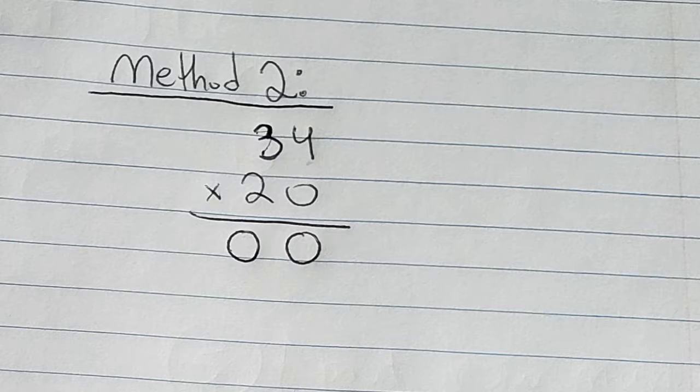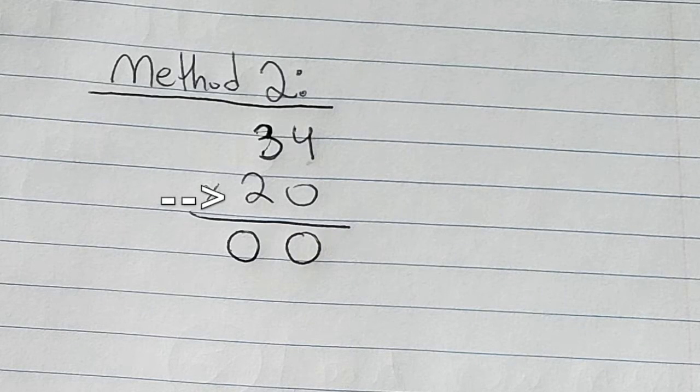First, we're going to just work with our 0. So 0 times 4 is 0. 0 times 3 is also 0. So just put zeros down there. We don't have anything to work with yet. Now we're going to move to the 2.